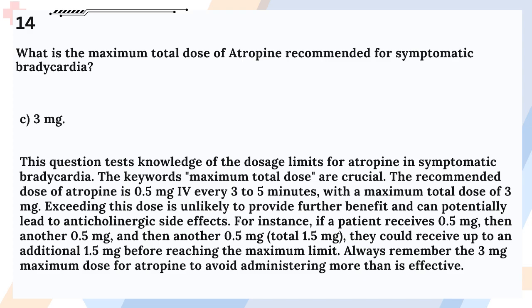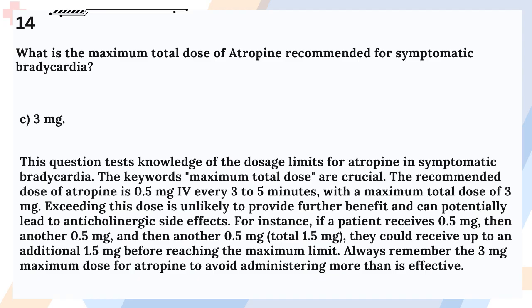Answer: C. 3 mg. This question tests knowledge of the dosage limits for atropine in symptomatic bradycardia. The keywords maximum total dose are crucial. The recommended dose of atropine is 0.5 mg every 3 to 5 minutes, with a maximum total dose of 3 mg. Exceeding this dose is unlikely to provide further benefit and can potentially lead to anticholinergic side effects.